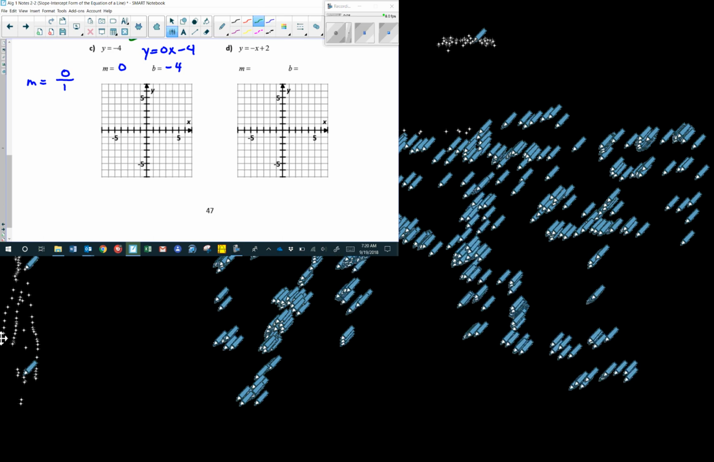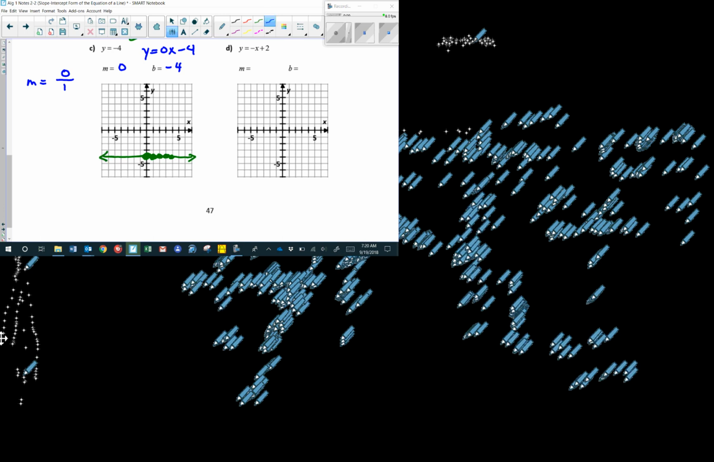And to plot points, I'm going to plot the y-intercept of negative 4, so on the y-axis, down 4 units. And then I'll go up 0 and over 1, up 0 and over 1, and so on. And you'll notice that this forms a horizontal line.